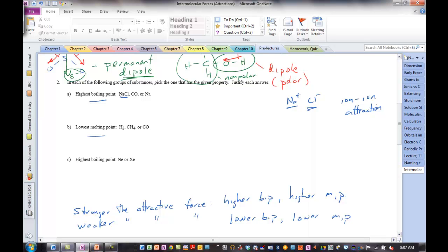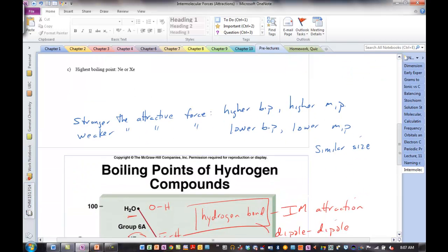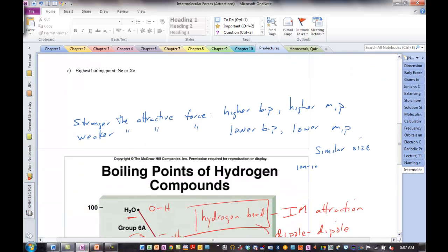Okay, so how do we compare these? The first thing we have to do is compare things of similar size. As I've said 2 or 3 times in this recording, the dispersion force attractions will increase with increasing size. So we have to compare things of relatively similar size. If we compare things of similar size, ion-ion, the ionic attraction, is stronger than hydrogen bonding, which is stronger than dipole-dipole, which is stronger than dispersion force.